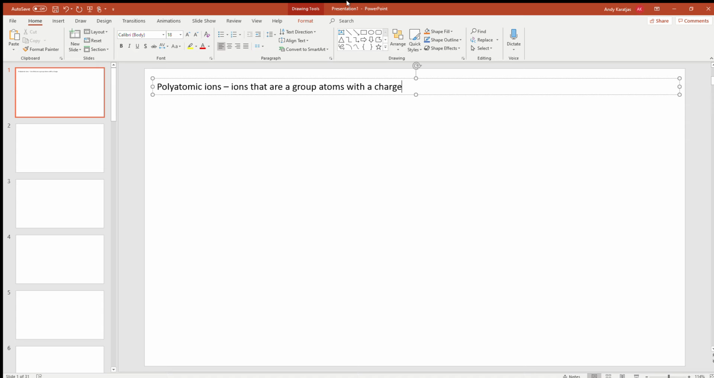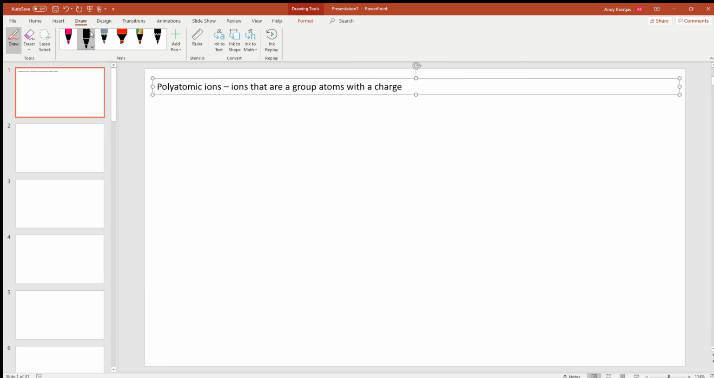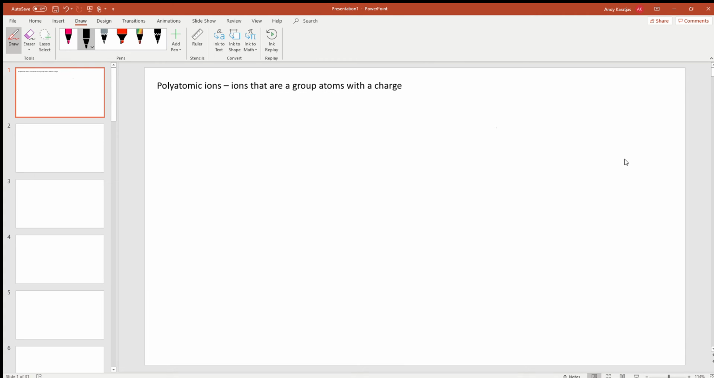All right, so let's start with our first polyatomic. So our first polyatomic is nitrate, NO3 minus. Now, how can we remember this?